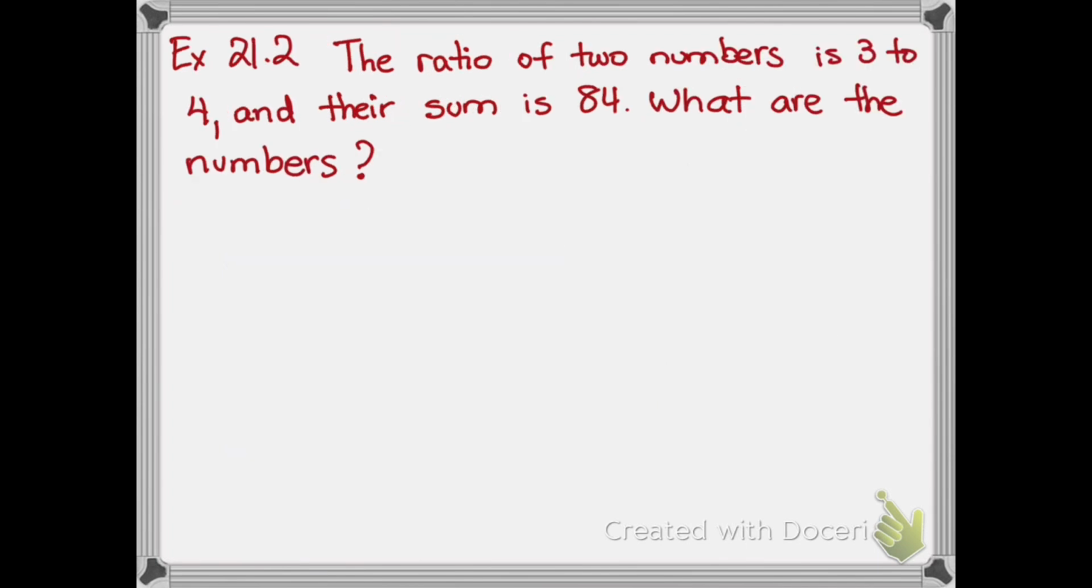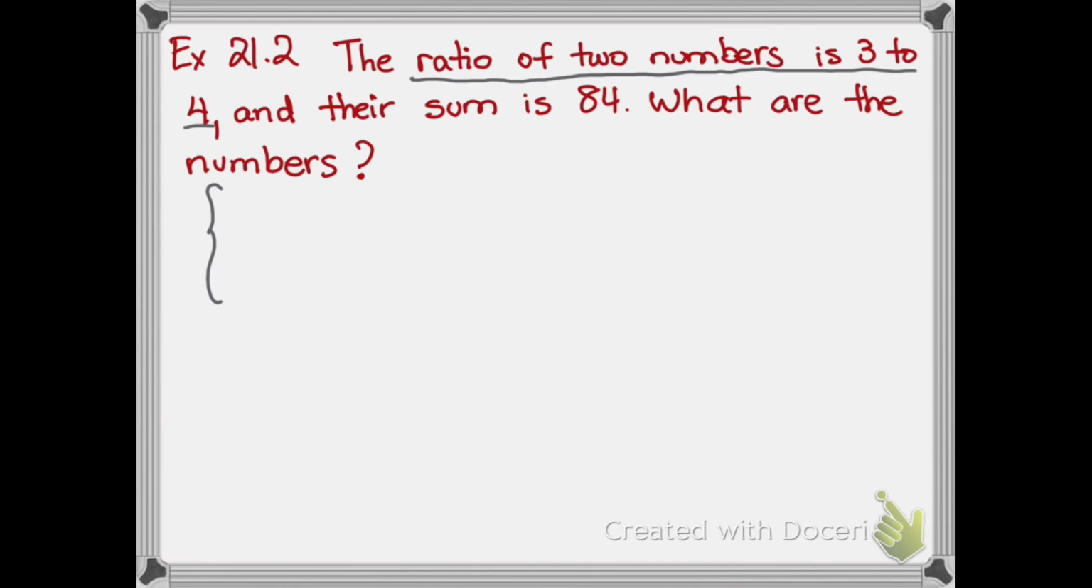Now, in the second part of the lesson, we are going to have word problems where we have two statements of equality. So what we have to do is translate and create a system of equations. So let's look at the first one. It says the ratio of two numbers is 3 to 4.